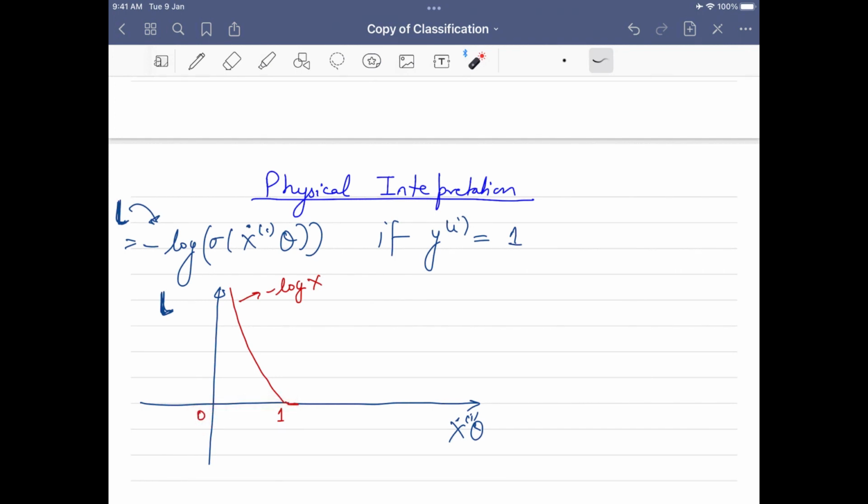The important thing here is how this particular loss function is helping us. We are trying to interpret why we have selected this particular curve. If your label says that your corresponding y is 1, and your machine is interpreting the value, because this is the value which your machine will be predicting.